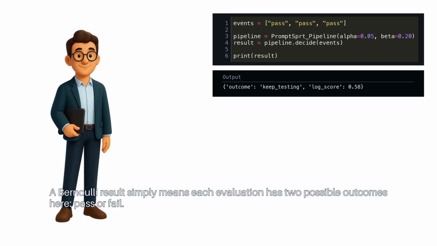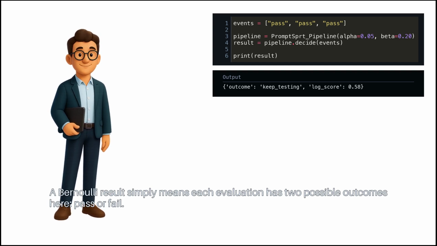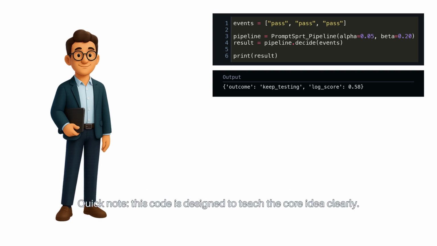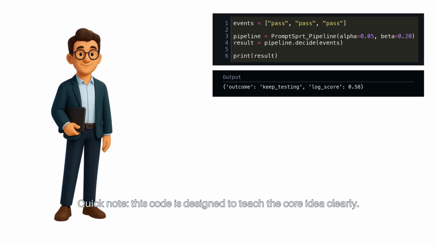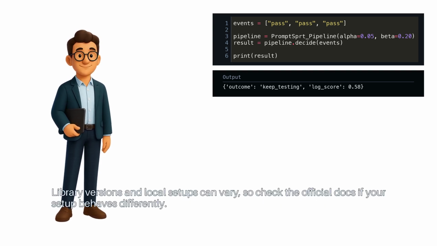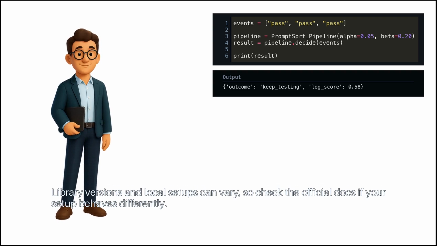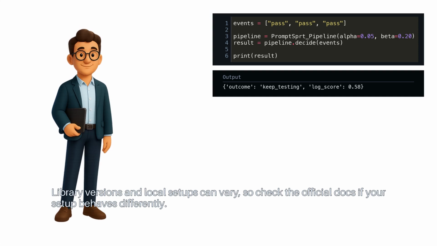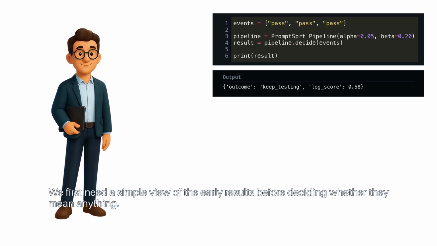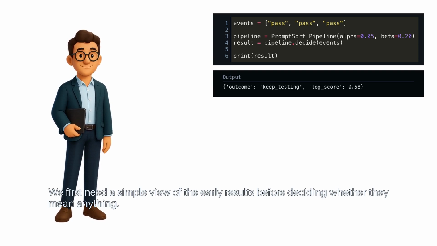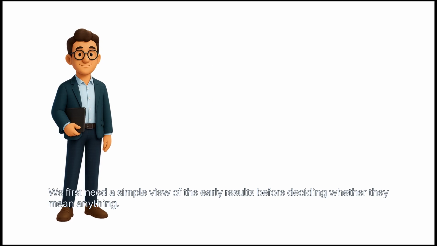A Bernoulli result simply means each evaluation has 2 possible outcomes here: pass or fail. Quick note: this code is designed to teach the core idea clearly. Library versions and local setups can vary, so check the official docs if your setup behaves differently. We first need a simple view of the early results before deciding whether they mean anything.